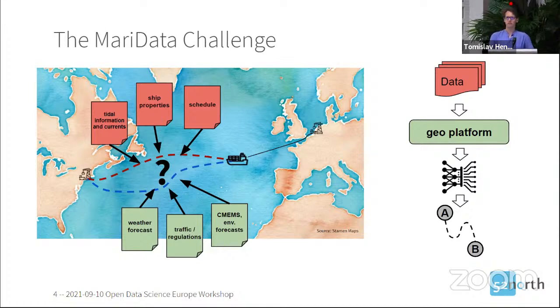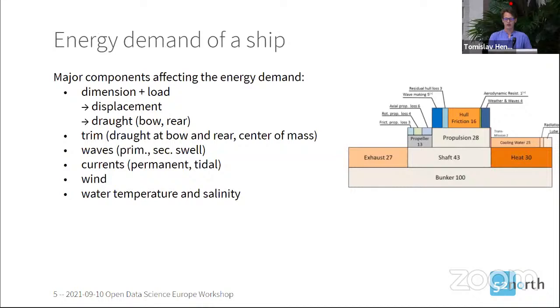We have to meet the schedule; we have to be there on time. The ship has certain properties: an influence based on how the hull is designed, and also what maximum speed the ship can go. And of course, we have some tidal effects, some permanent currents and some temporal currents we have to take into account. So we get a complex system we have to optimize here.